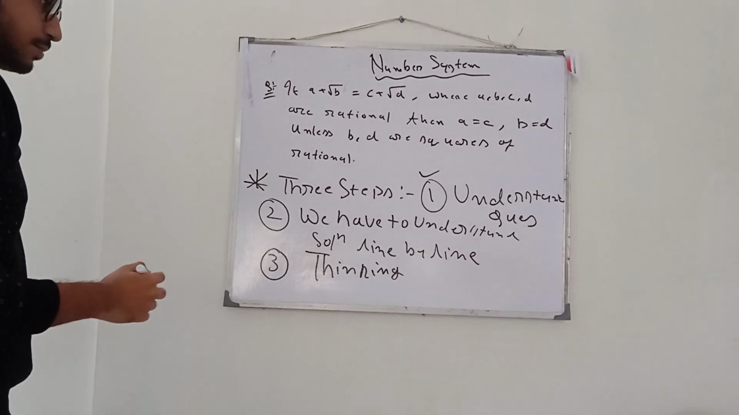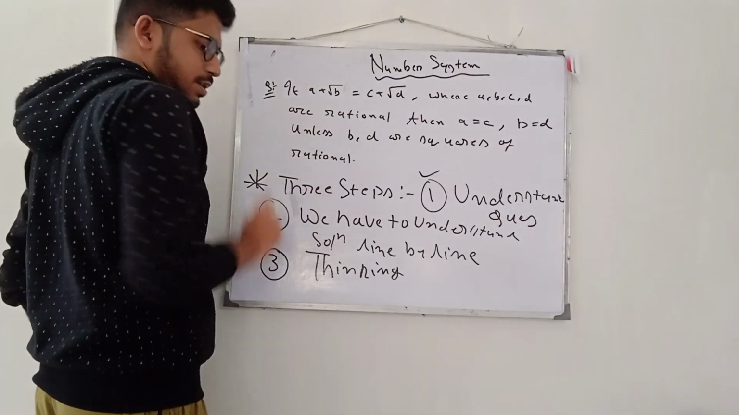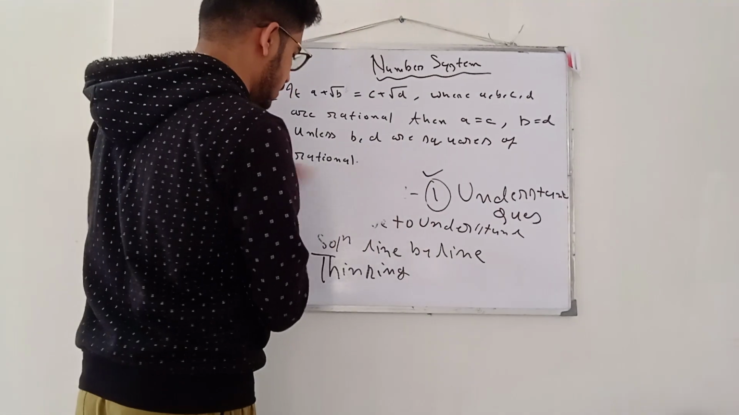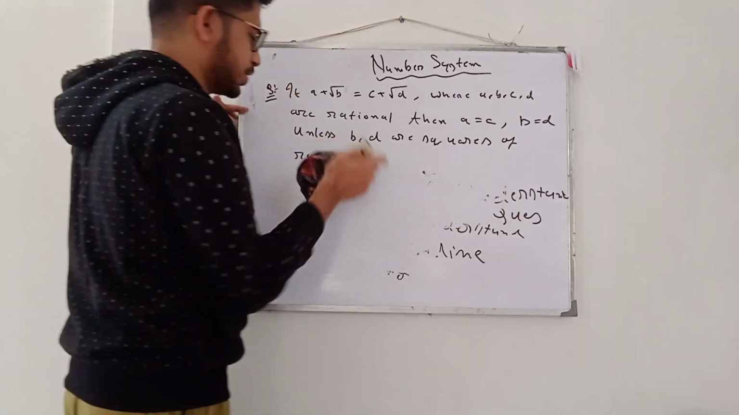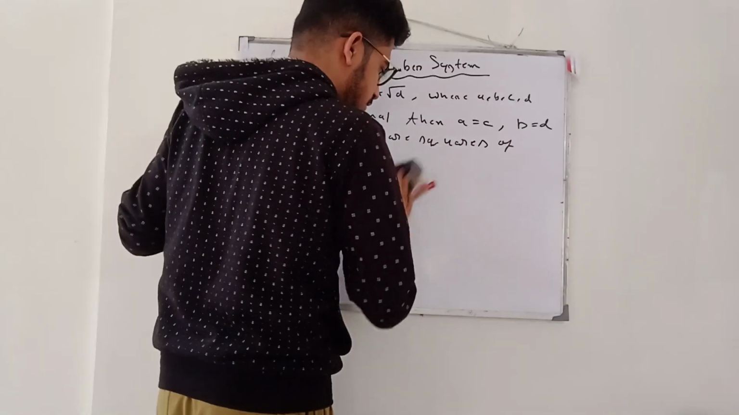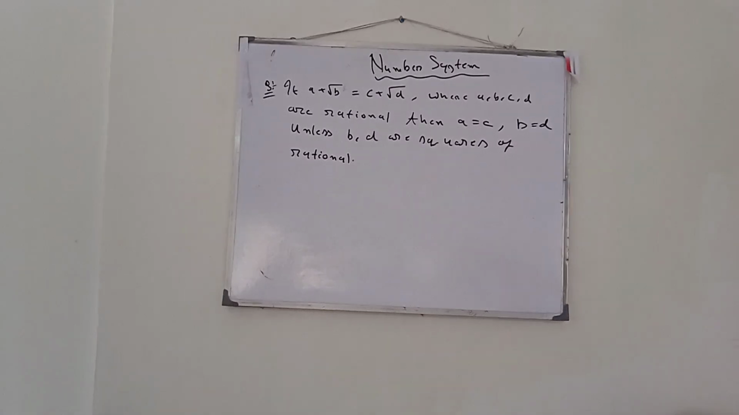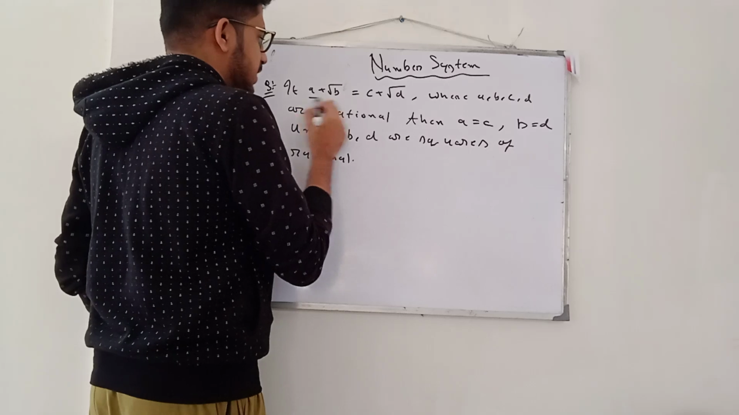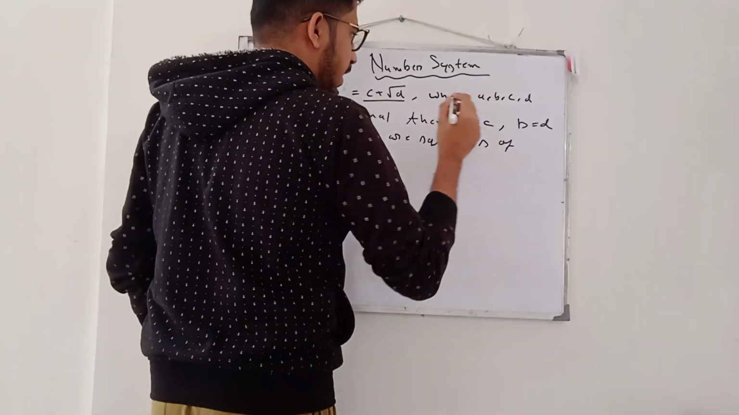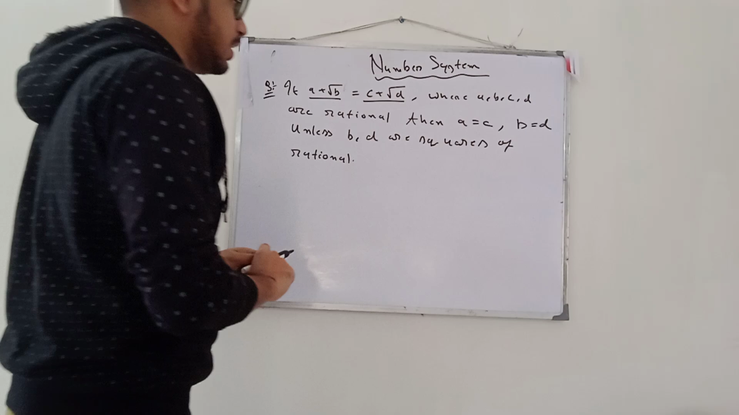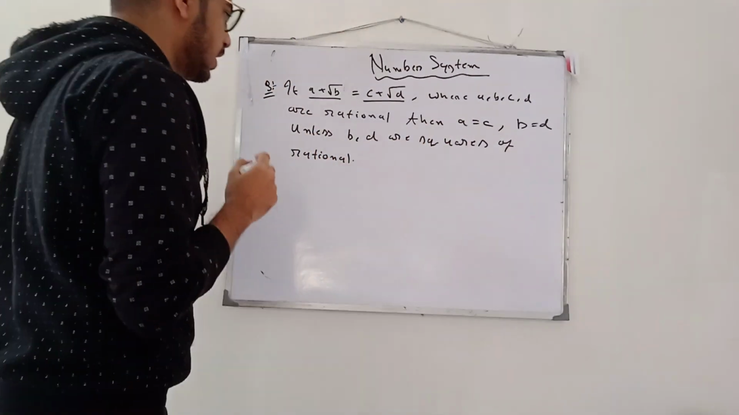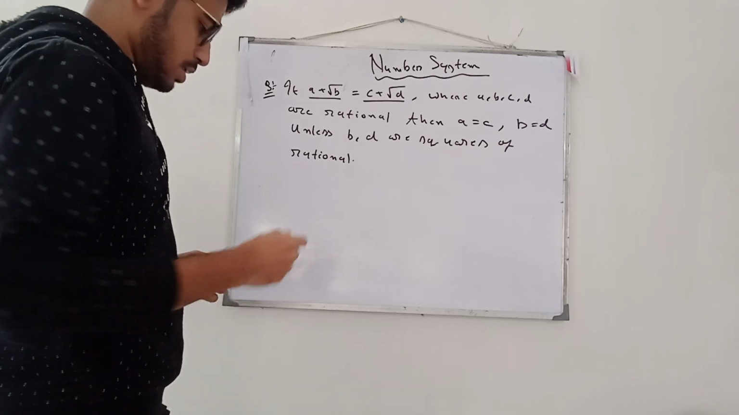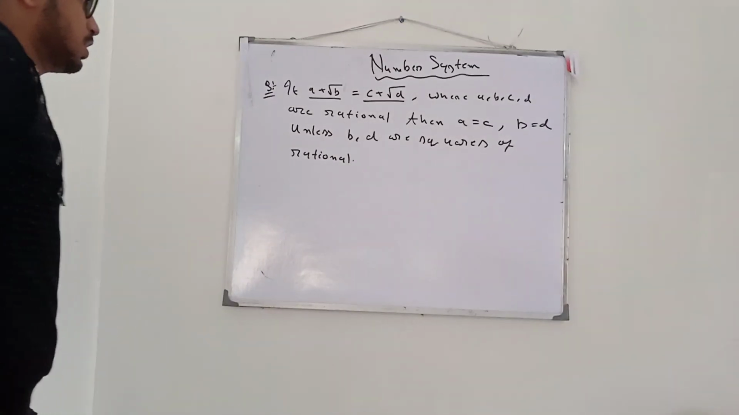I am erasing this. I hope you guys understood. You have to note it down with me. Note down this question first, then we will solve. Pause the video and note it down. Okay, done. If a plus root b is equal to c plus root d, where a, b, c, d are rational, then a is equal to c, b is equal to d, unless b, d are squares of rational. This is also an important question.